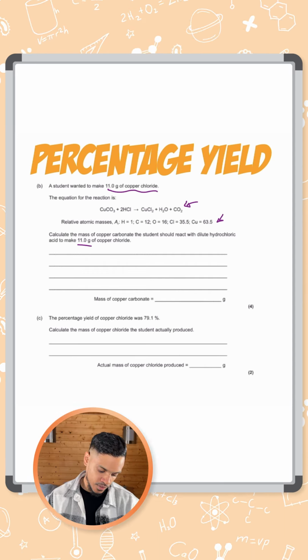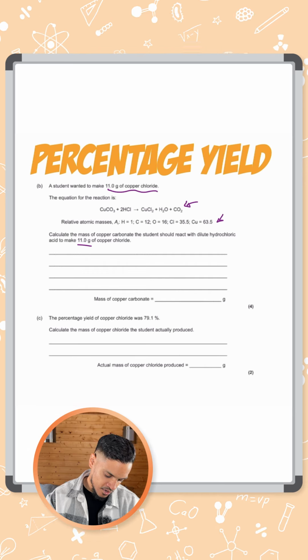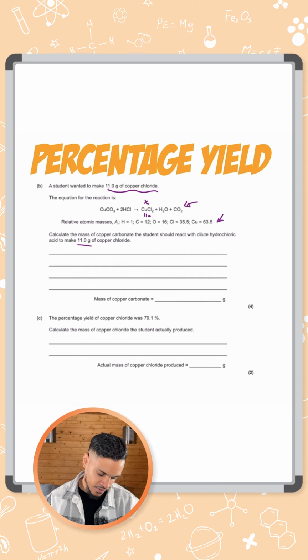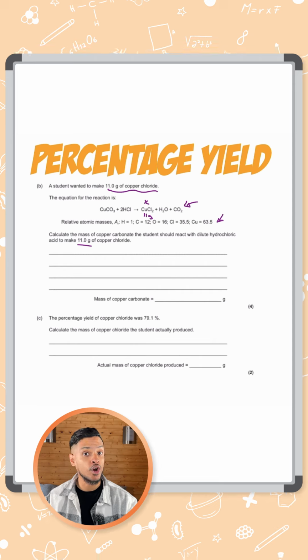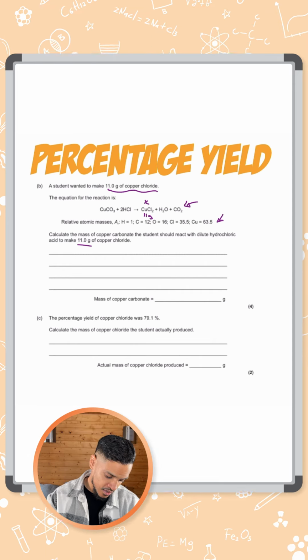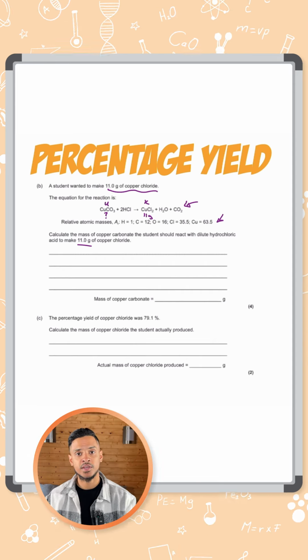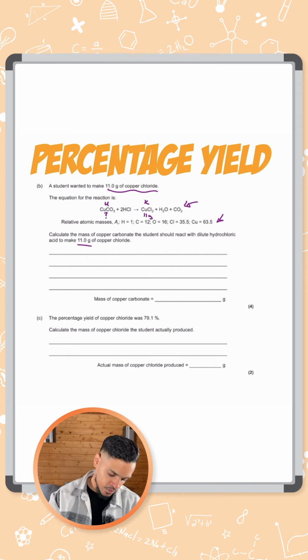11 grams of copper chloride is our known. We've got 11 grams of copper chloride and it's asking us for the mass of copper carbonate. So that is our unknown. Let's put a question mark there. So let's start off by finding the moles of our known.